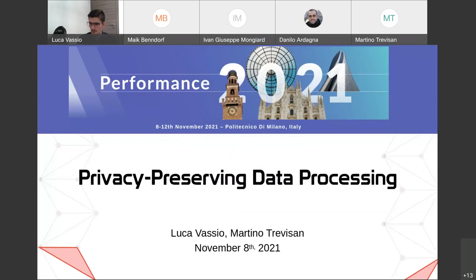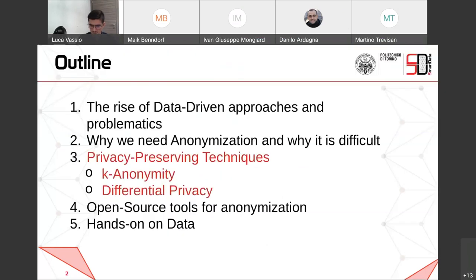Okay. So let's resume from what Professor Trevisan was saying. So now let's go to the technical part. Which are some of the privacy preserving techniques that we can use? And we will see two of them. One is k-anonymity and the other is differential privacy.